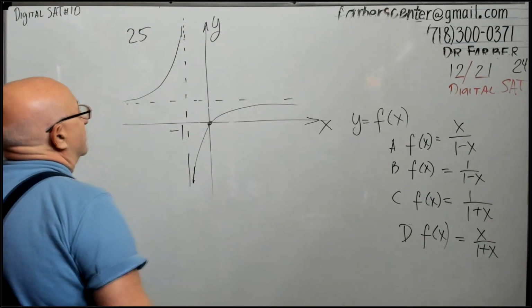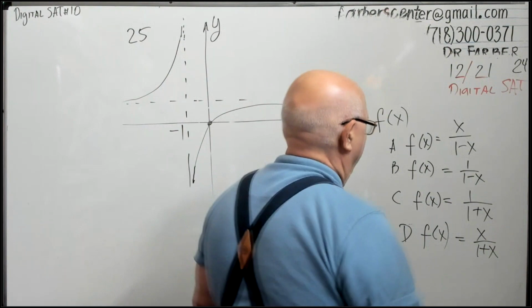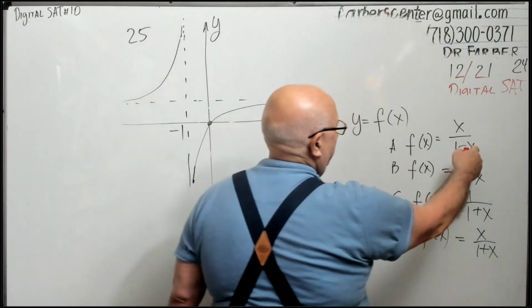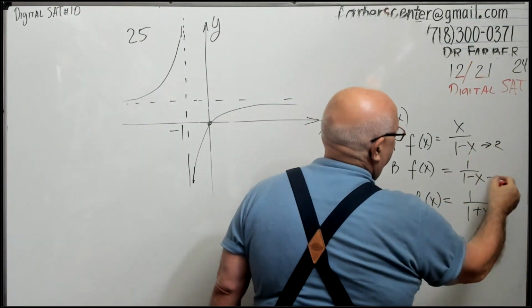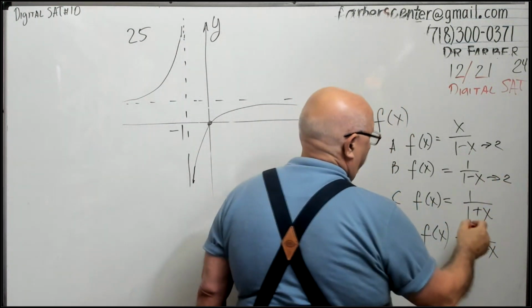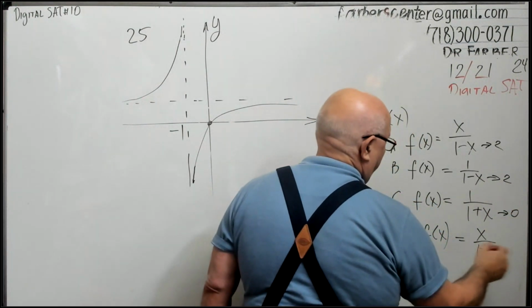Why does it happen? Because you can't divide by 0. In which case? If x equals negative 1, you get 0. Here, if x equals negative 1, it would be 2. Not this one: 1 minus negative 1 is 2, no. 1 plus negative 1 is 0, good. And 1 plus negative 1, 0.